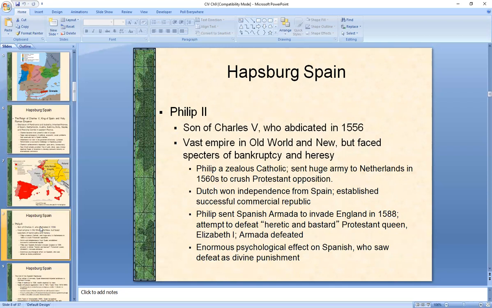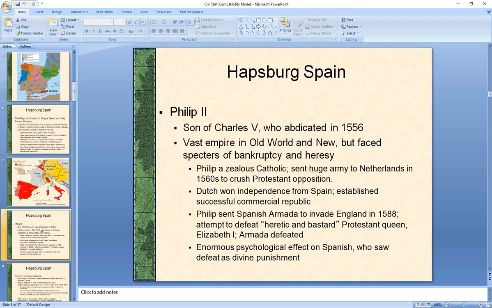So that brings us to Philip II. When Charles V abdicated the throne in 1556, his son Philip II takes over. So he's got this vast empire in the old world and in the new world, because they've been sending explorers. But despite that, he's facing bankruptcy.